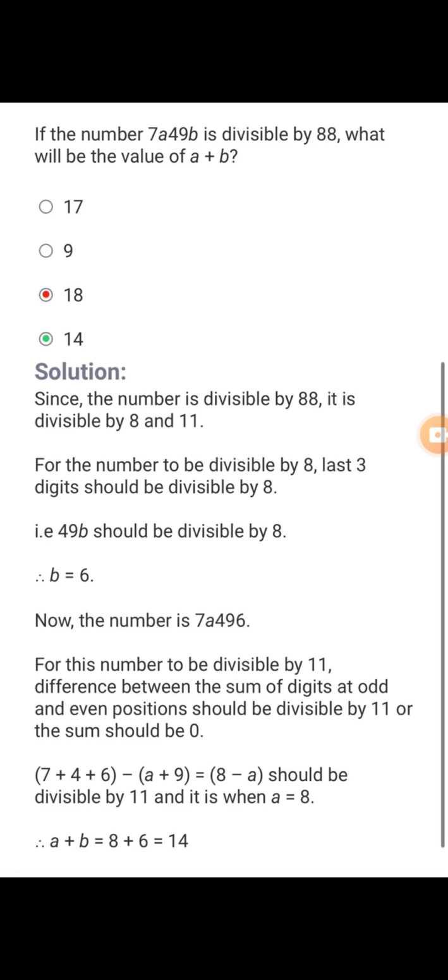So in this case we find that if a is equal to 8, then 8 minus a equals 0. So a is 8 and b is 6. The sum of a plus b will be 14.